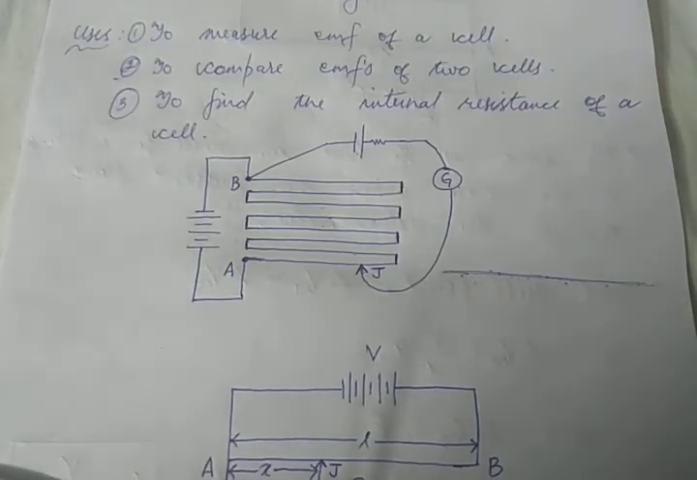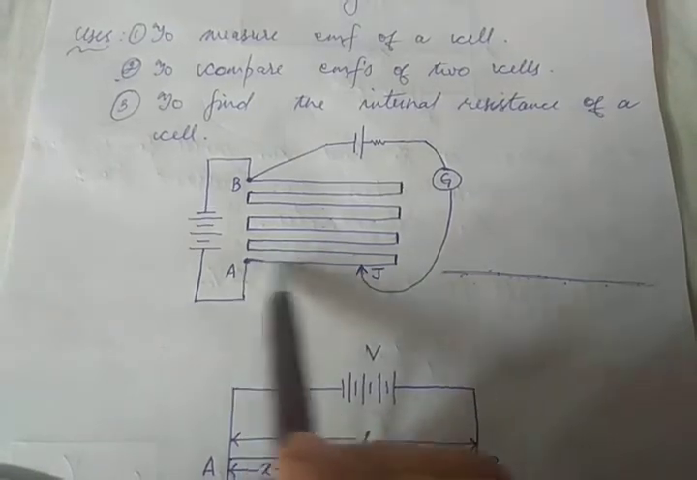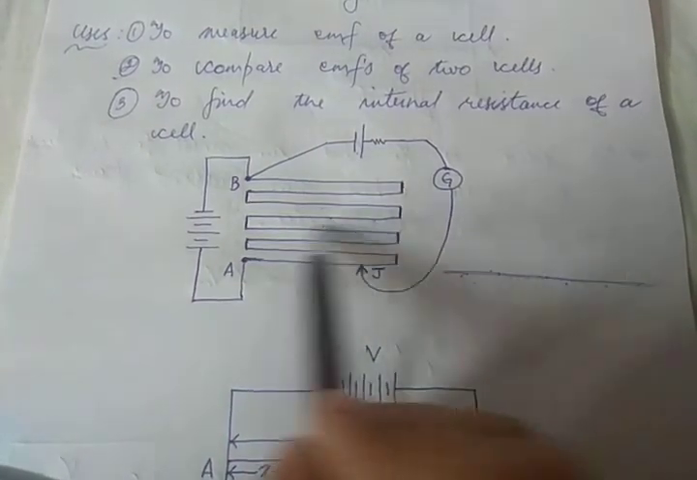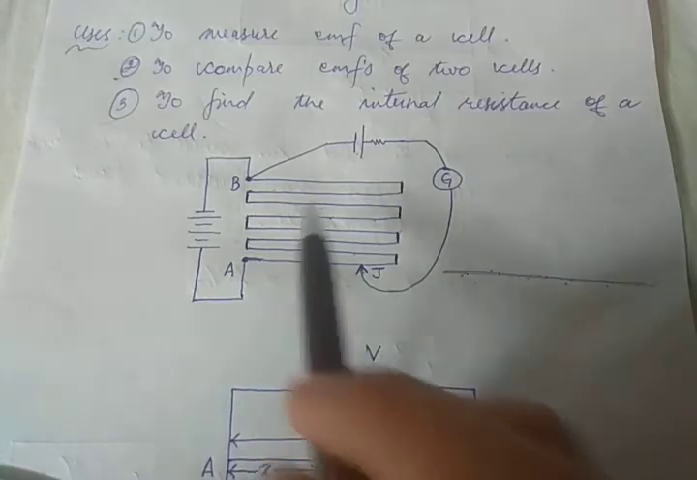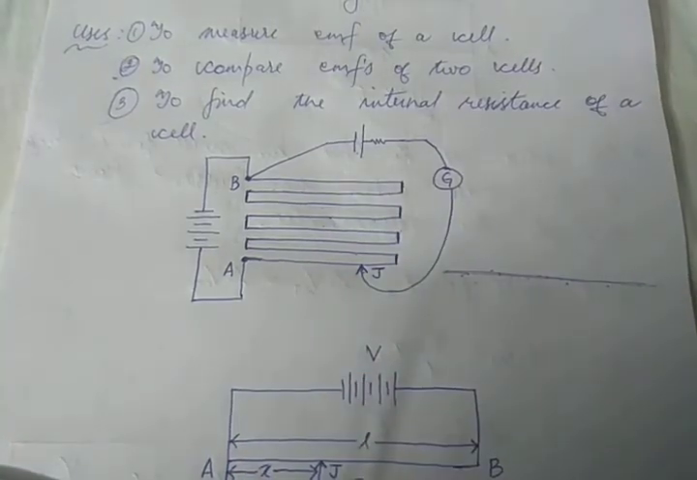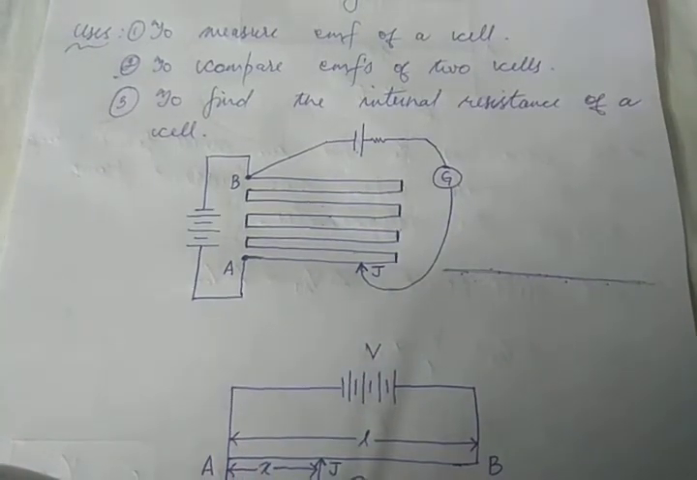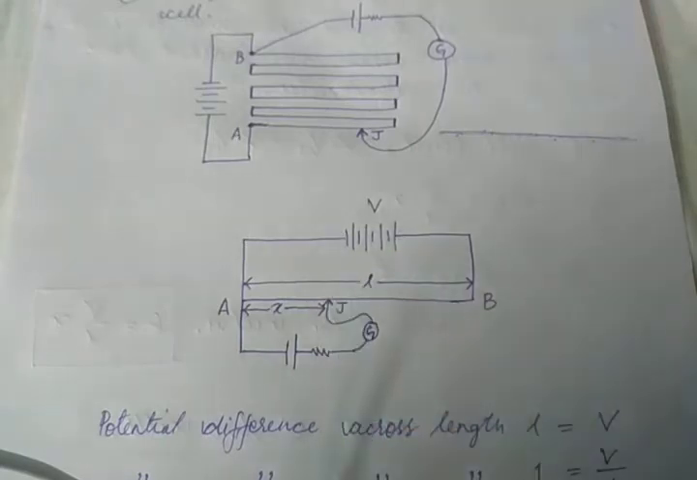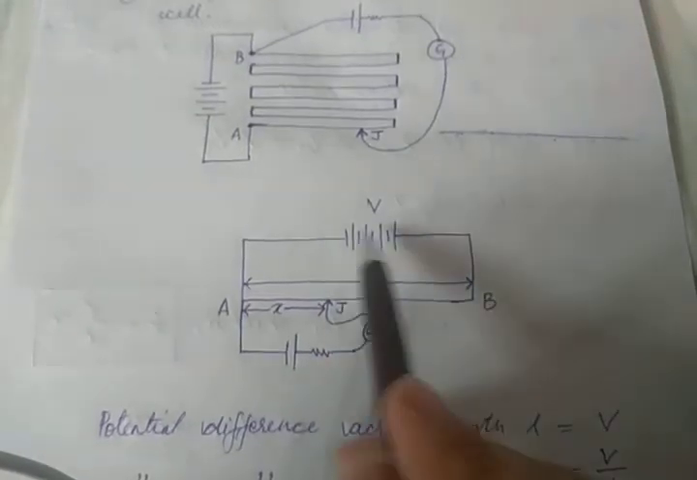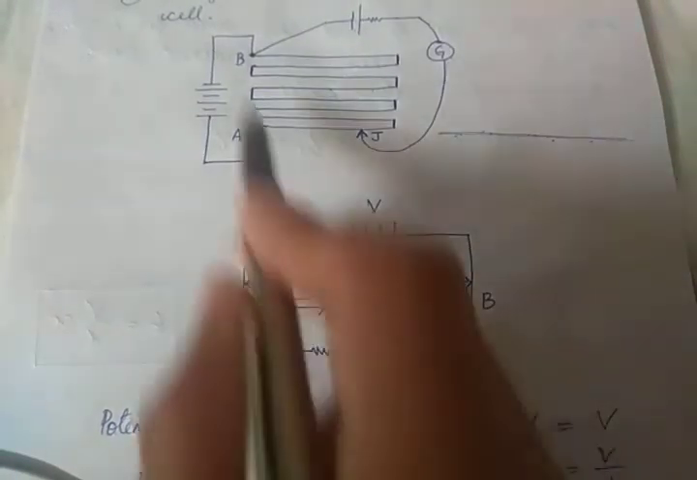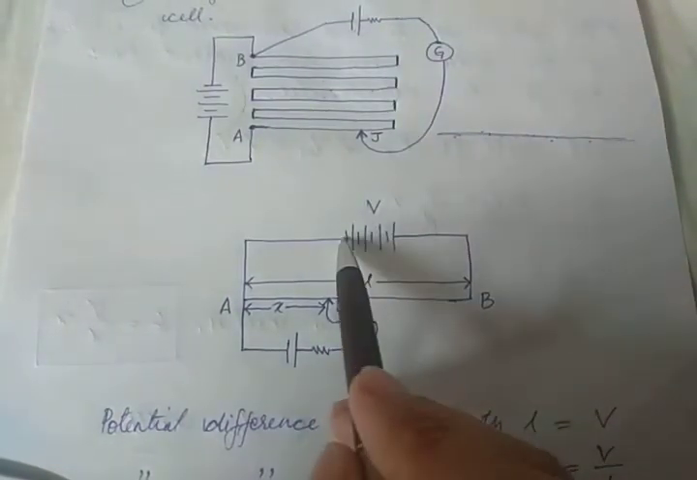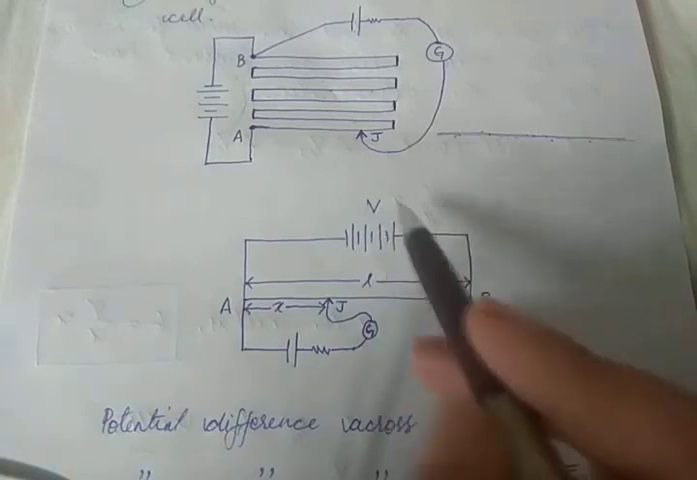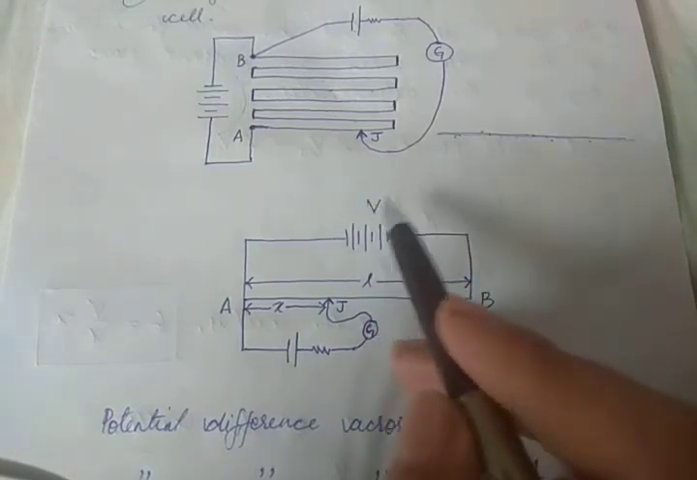Now for our convenience, we do not go on drawing this picture of a potentiometer. It's a bulky thing. So for simplicity, what we do is we take this particular portion, this battery, this power source is over here. So this is the power source, whose EMF is V, which is giving potential difference V.